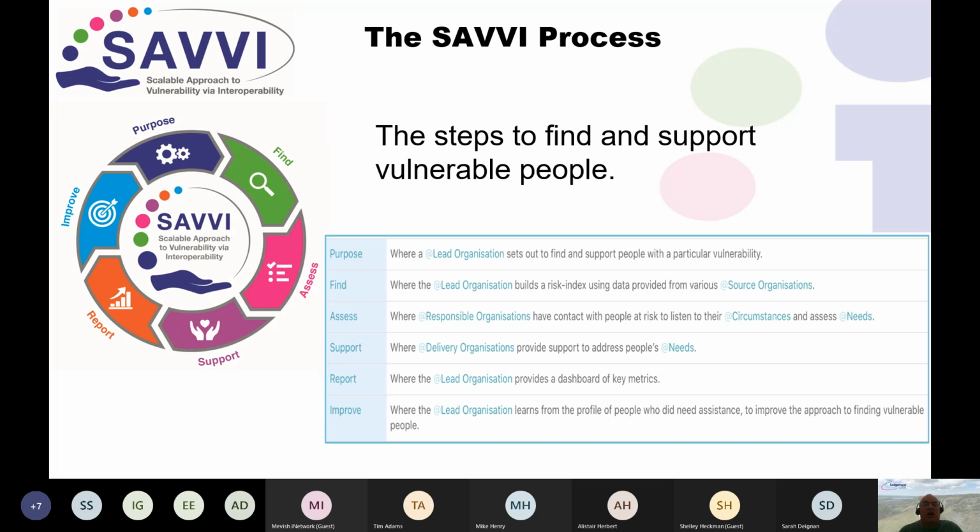So first of all, we proposed a model process. I can't walk through it in any detail now, but do enjoy it on the website. It starts with defining a purpose for vulnerability, then running a risk index to find vulnerable people, then assessing needs, providing support, through to a dashboard and outcomes framework to report the effectiveness of that. And then ultimately to learn from the data that's been collected, having gone around that cycle, to improve the whole process.